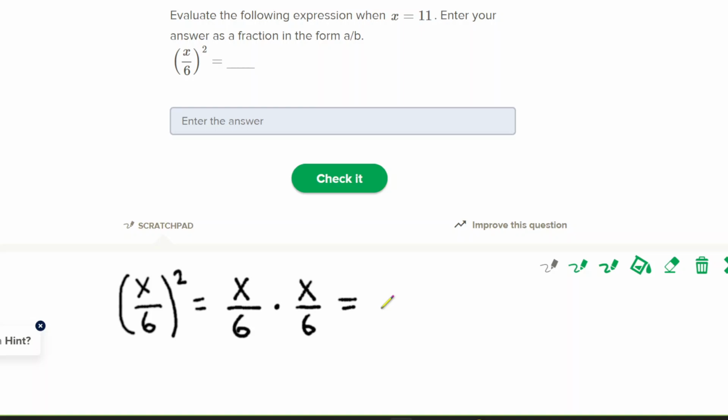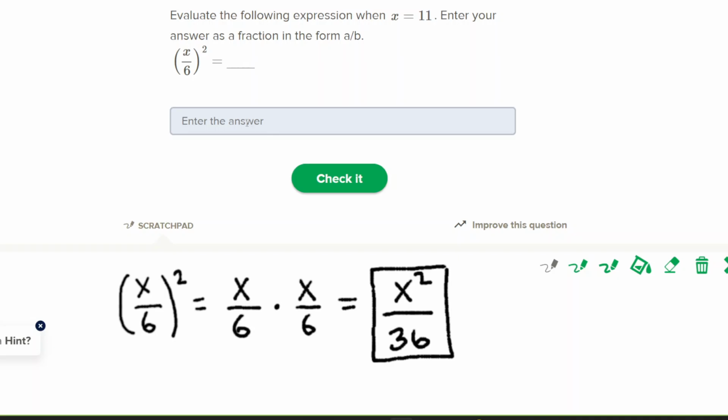And then when you're multiplying fractions, you just multiply the numerators. So the two numerators are x times x, so that's x to the second, x squared. And the denominator is 6 times 6, and that's 36, right? 6 squared is 36. And this is what they were asking for: actually square the expression, actually raise the expression to the second power, and write it as a single fraction.